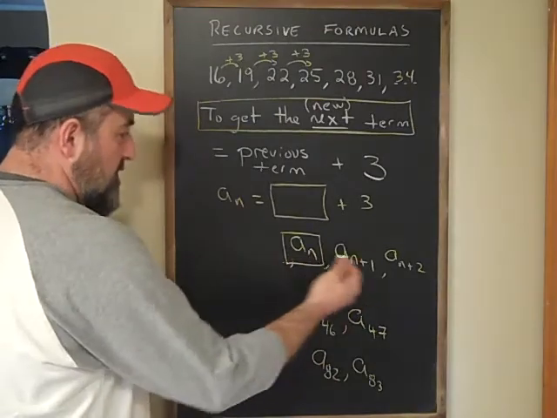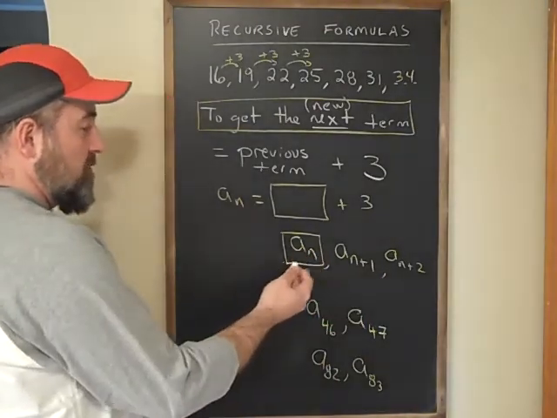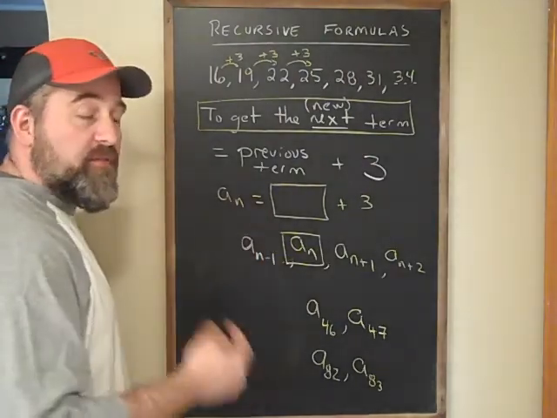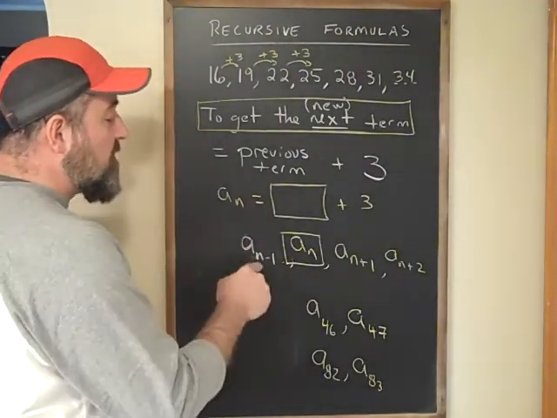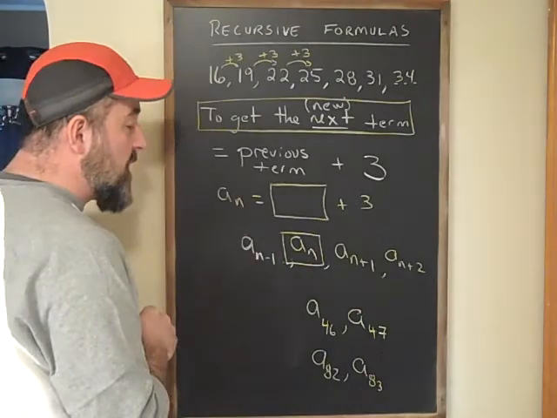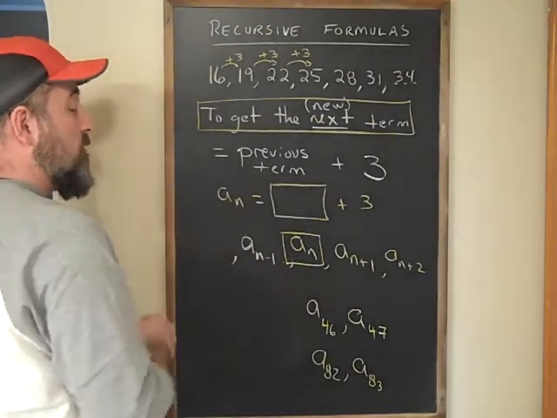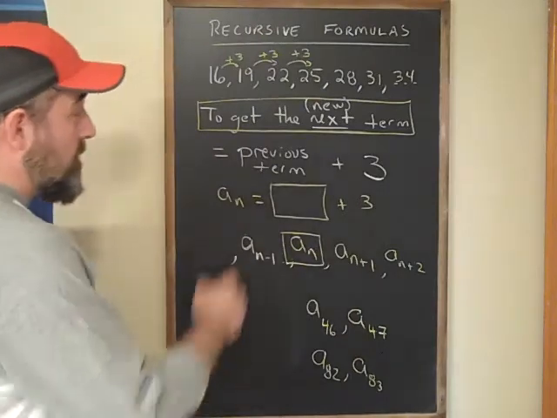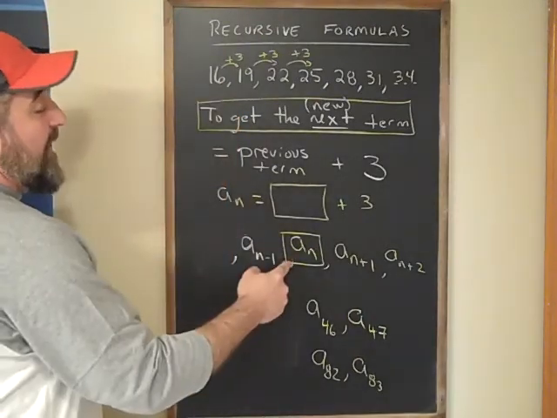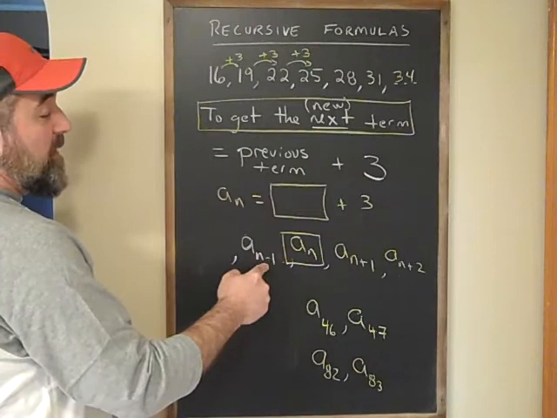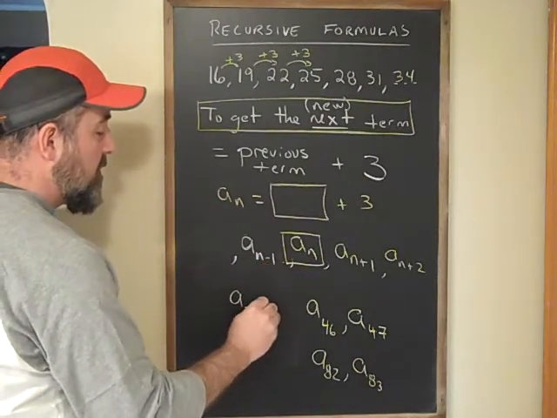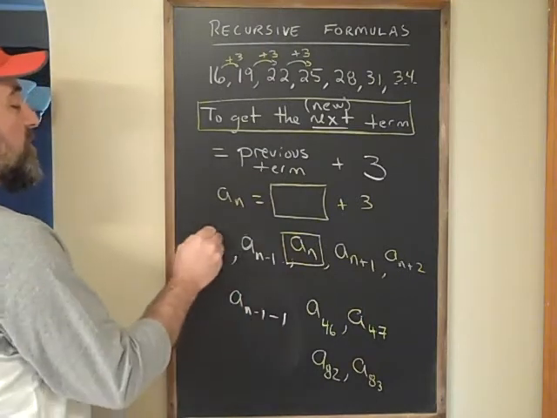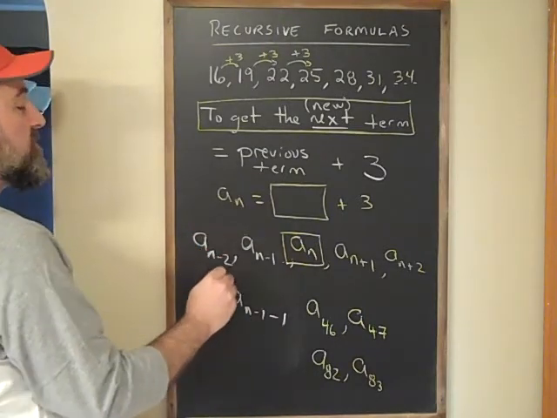Well, to get the terms after, we add 1. To get the terms before, we subtract 1. So a sub n minus 1 is the term before a sub n. If I want the term before that, which I actually don't need to write this recursive formula for that sequence, I have to take 1 off of a sub n minus 1. I have to take 1 away from that n minus 1. When I take 1 away from it, I'm going to get a sub n minus 2.